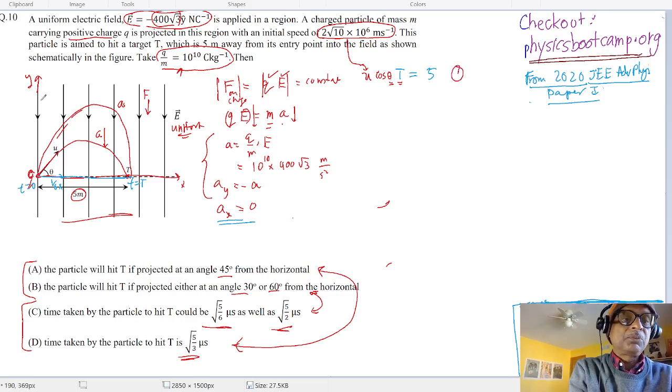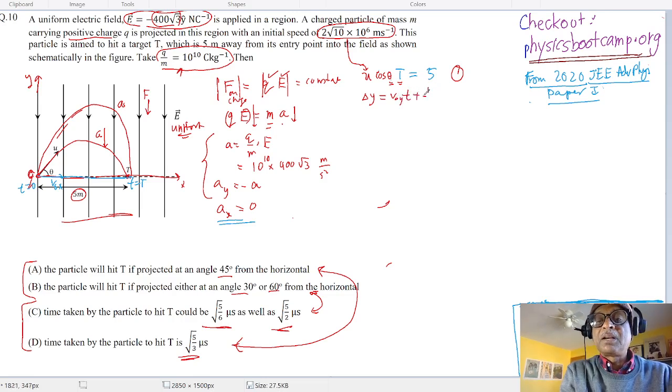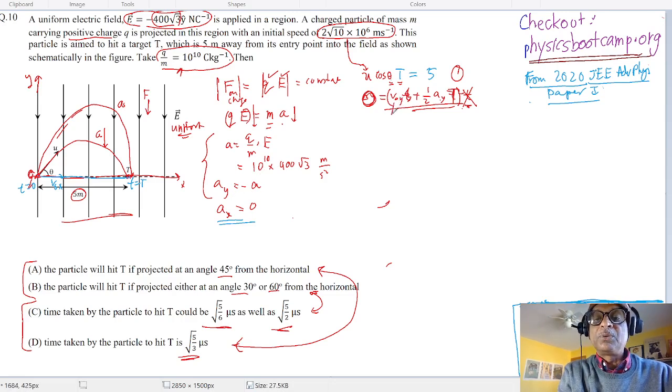Along the x-axis, and along the y-axis the displacement is 0, so I can use delta y equals v0y t plus half ay t squared, going from here to there. This is 0, and the t can be taken out. But t is not 0, since it's going to another place, so the t becomes capital T, and ay is this value, and v0y is u sine theta. So 0 equals u sine theta minus half times 10 to the power 10 times 400 times square root 3 times T.